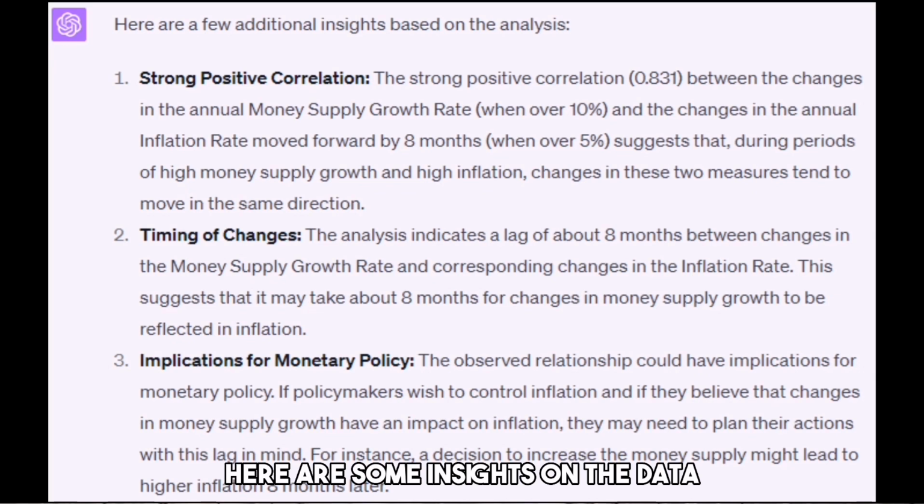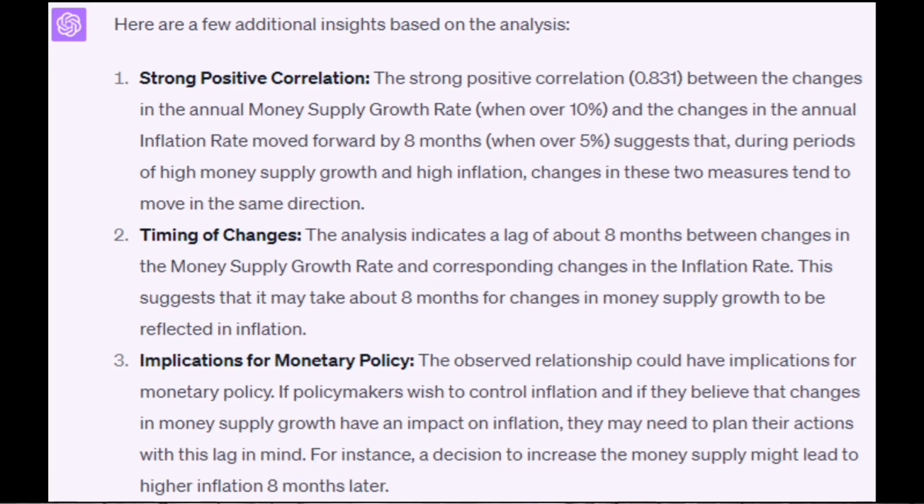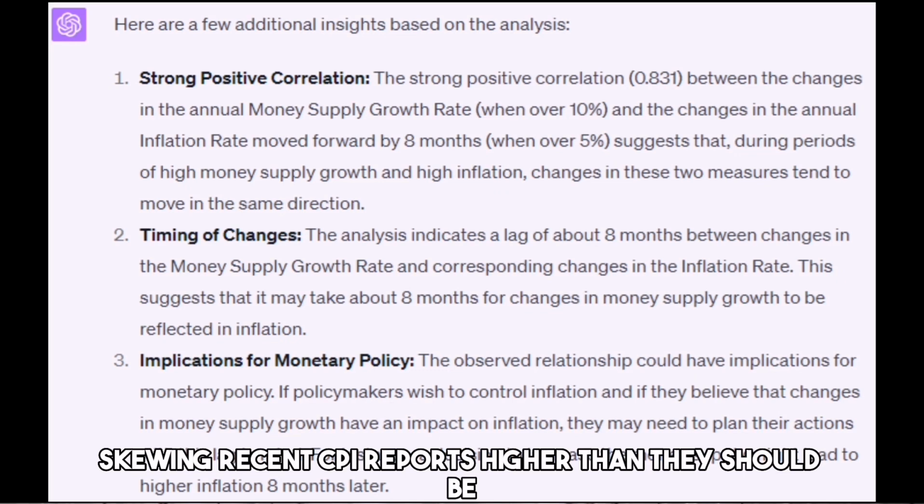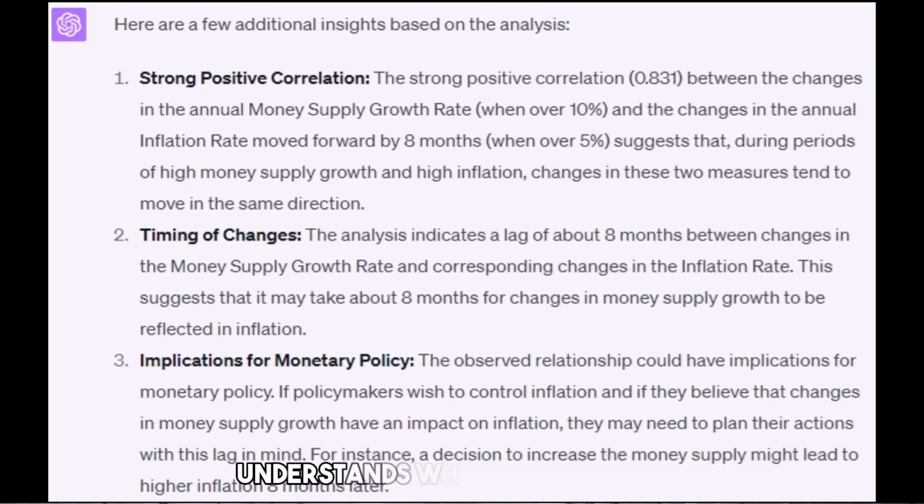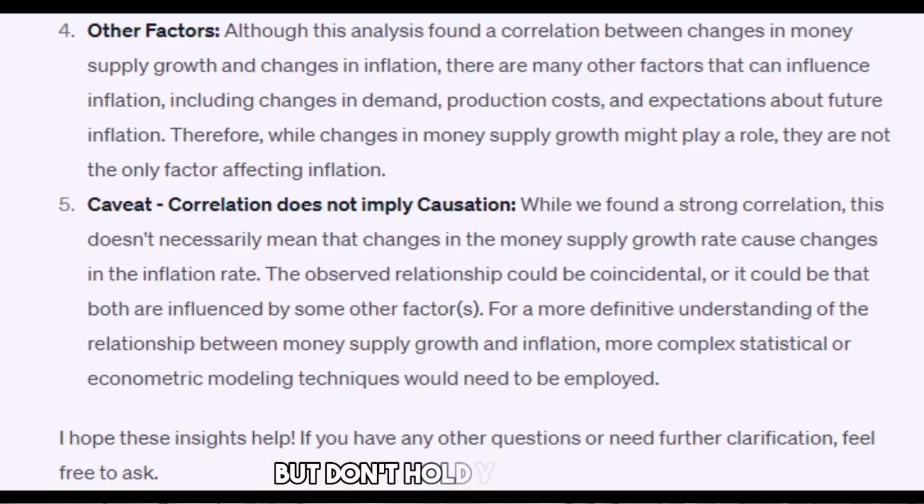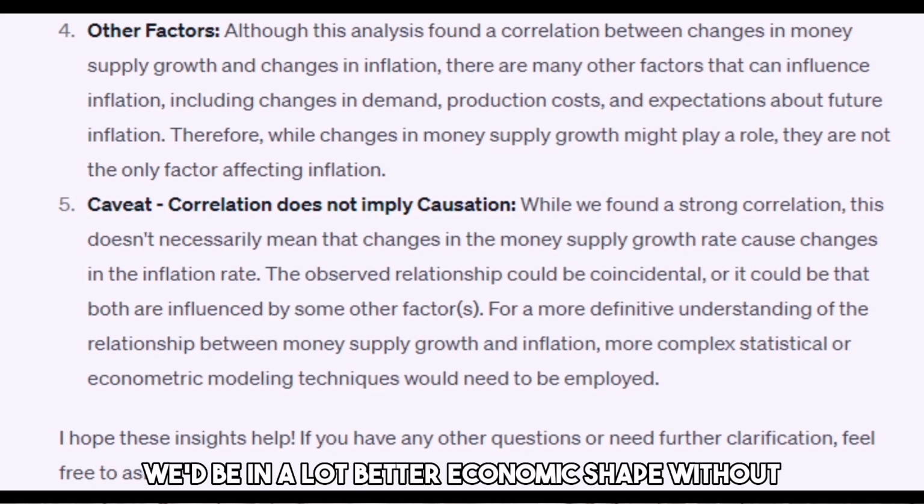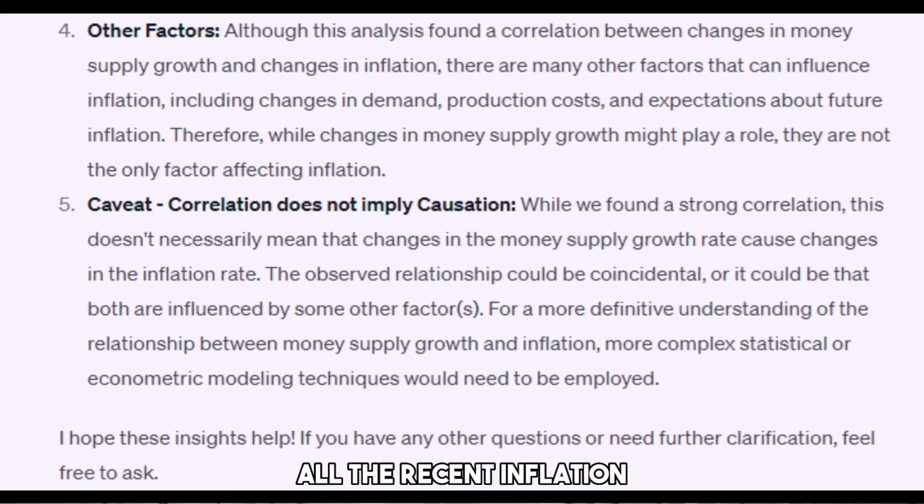Here are some insights on the data from Code Interpreter. With the recent banking crisis also tightening money supply and badly lagging shelter data skewing recent CPI reports higher than they should be, let's hope the Federal Reserve Board understands what all this means. But don't hold your breath. I wish they had understood this analysis a few years ago. We'd be in a lot better economic shape without all the recent inflation.